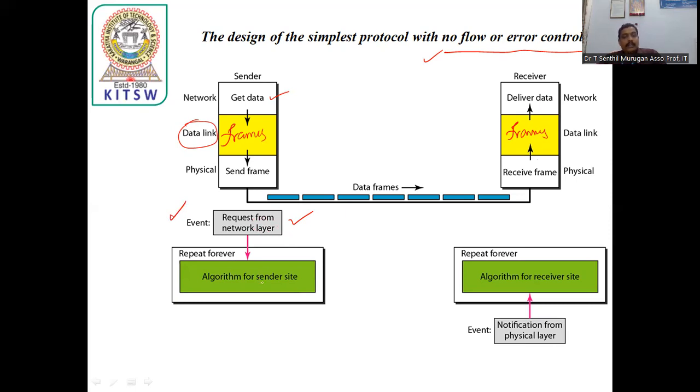So this is the algorithm for the sender side. The data link layer is always waiting for data from the network layer. On the receiver side, it gets the bits from the physical layer, so it checks whether any notification is coming from the physical layer. These two events happen in the simplest protocol.